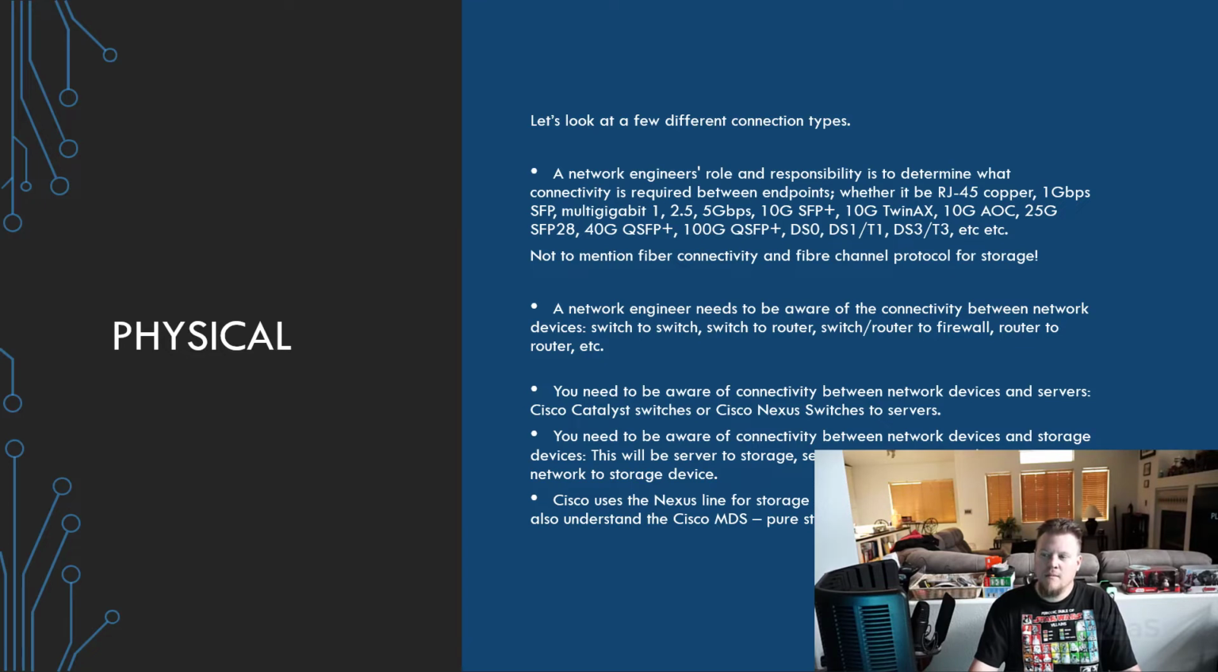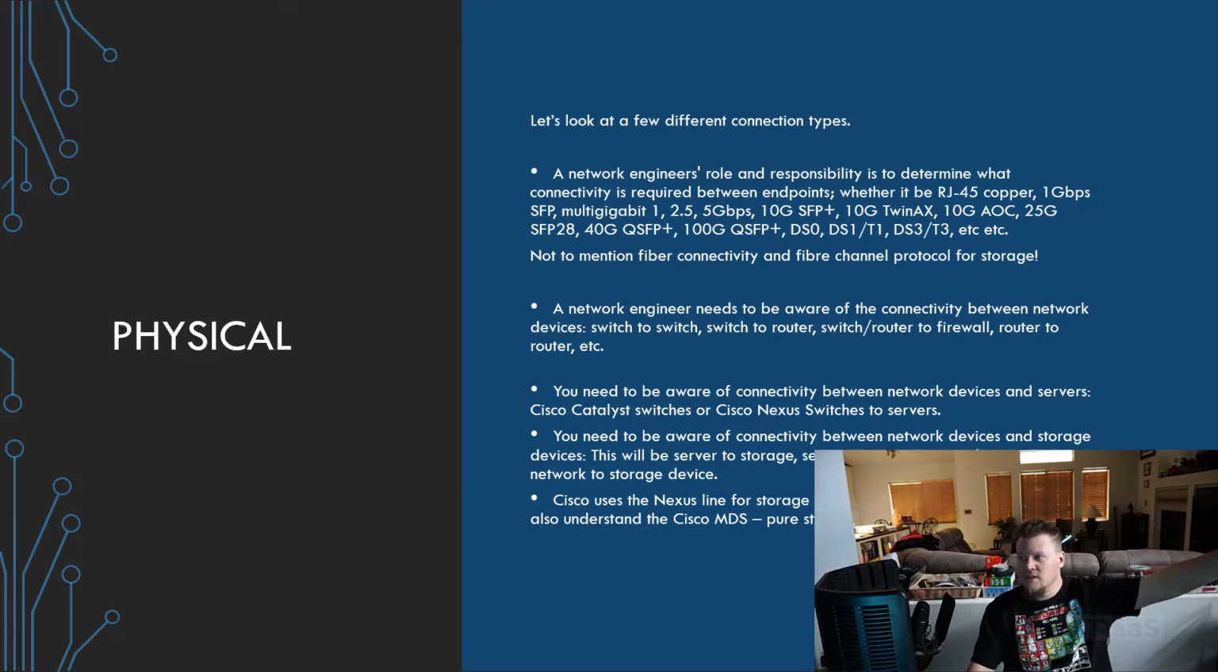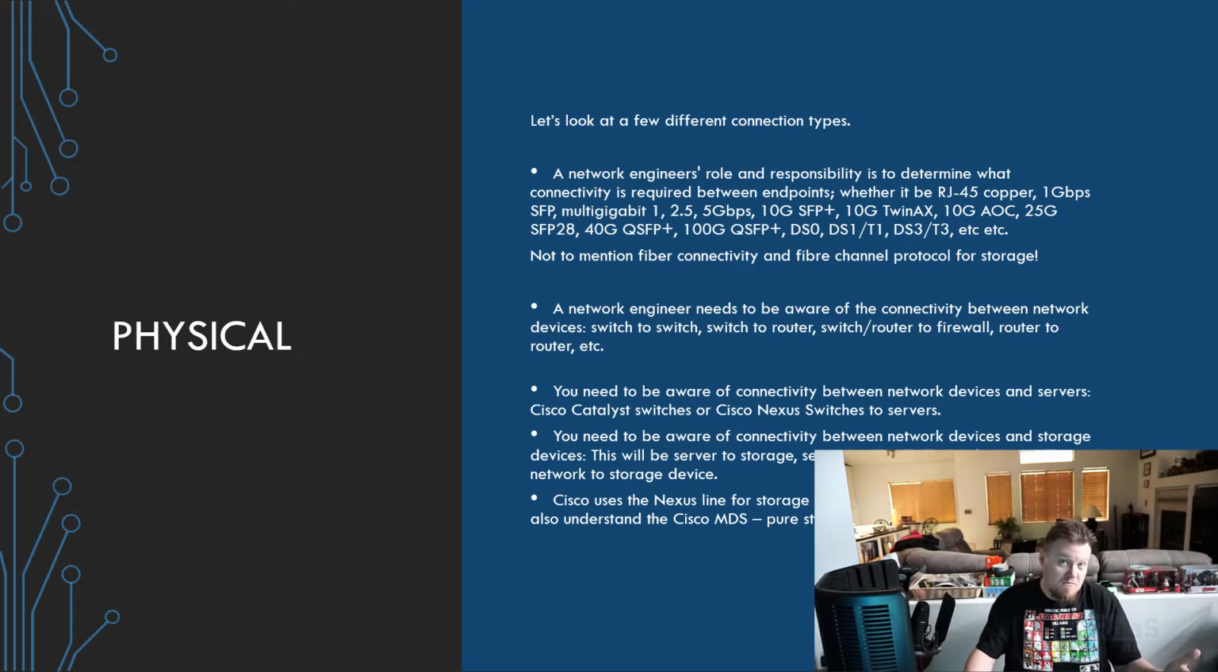Yeah, so keep that in mind. A DS0 is 64K, a DS1 is 1.544 megabits per second, and a DS3 or T3 is about 45 megabits per second. So really old stuff, but can still be good stuff.